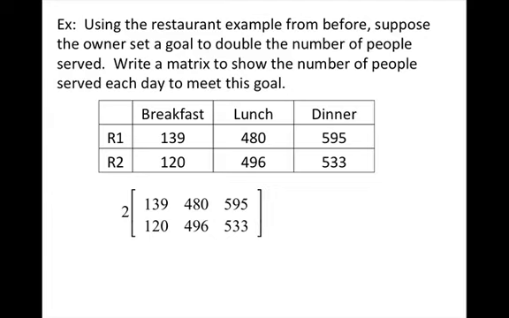So to multiply this, I simply multiply every number in the matrix by 2. So 139 times 2 is 278. 480 times 2 is 960. 595 times 2 is 1,190. 120 times 2 is 240. 496 times 2 is 992. And 533 times 2 is 1066. So this matrix represents the restaurant owner's goals.